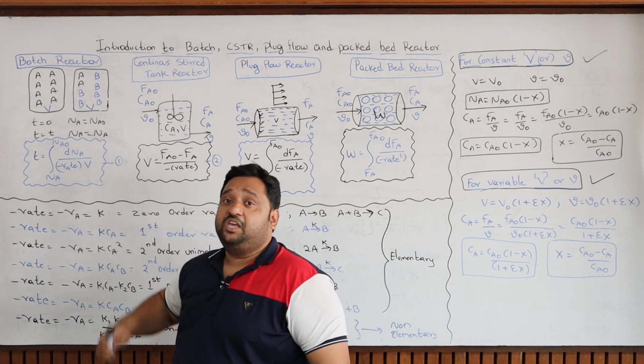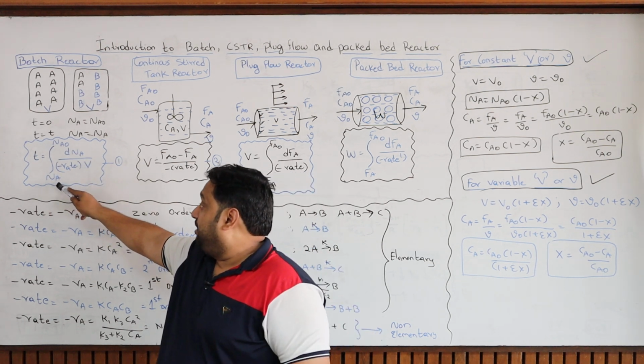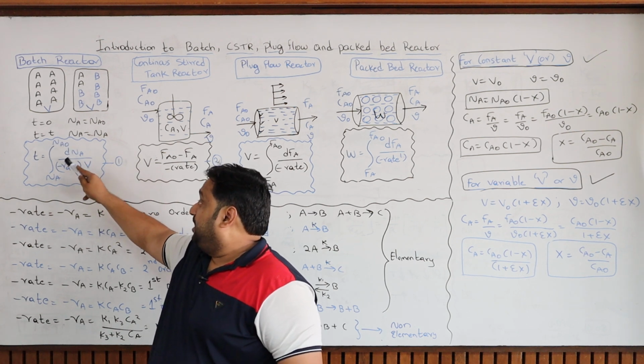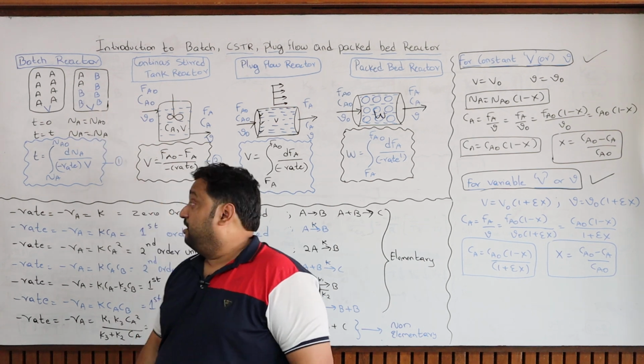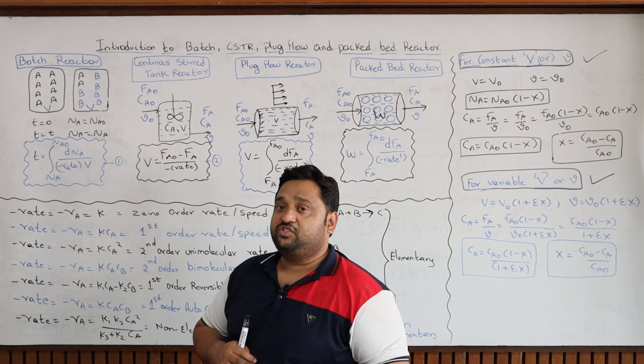You have to use this equation. In this equation you have to integrate, Na, from the initial moles of A to the final moles of A, dNa by rate into V. V is the volume of this particular reactor. If you use this equation, for a given conversion, you can find out what is the time that is required.